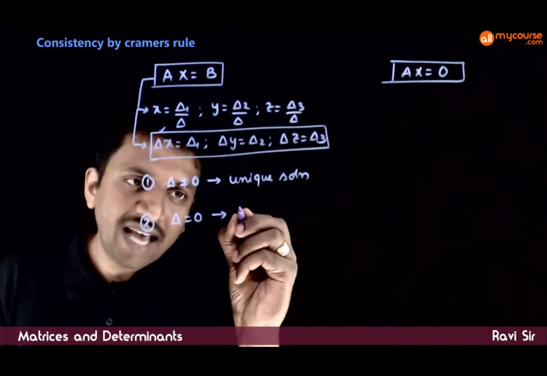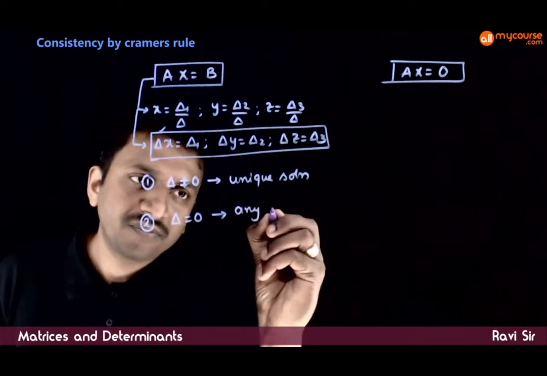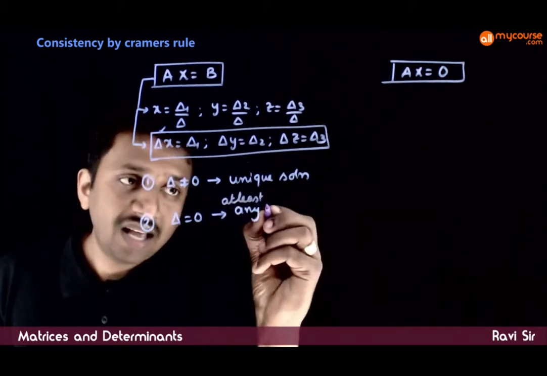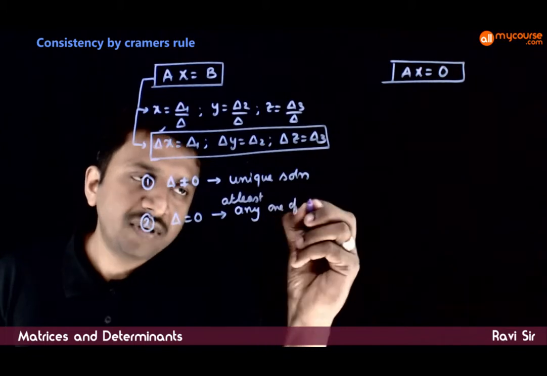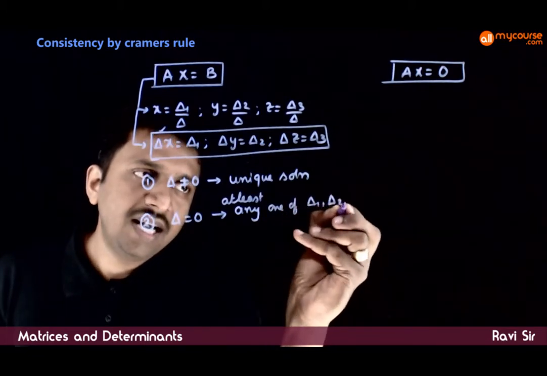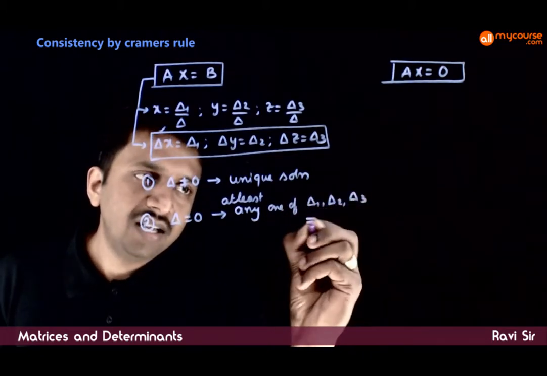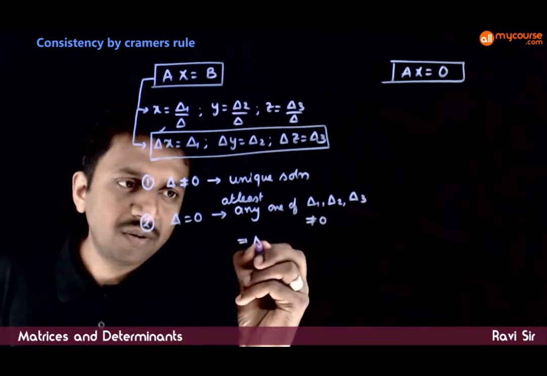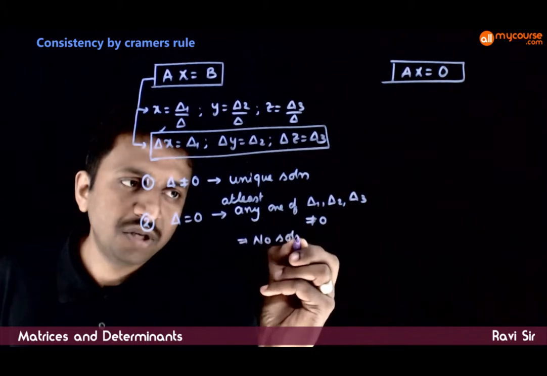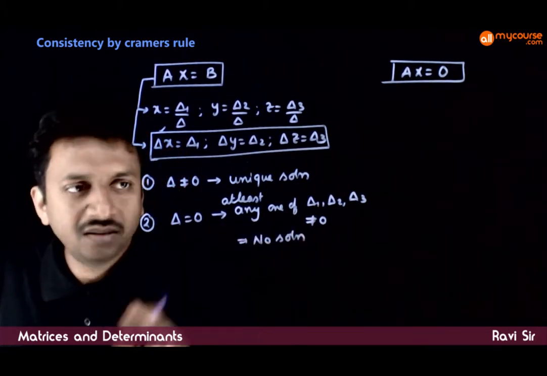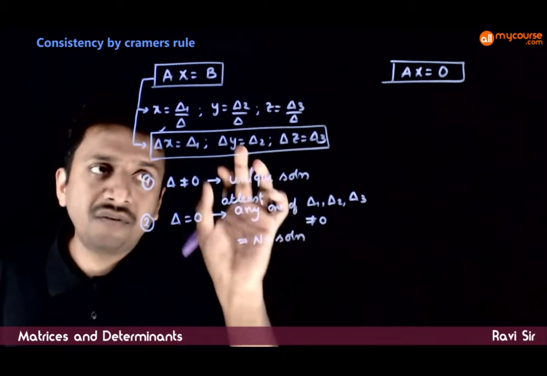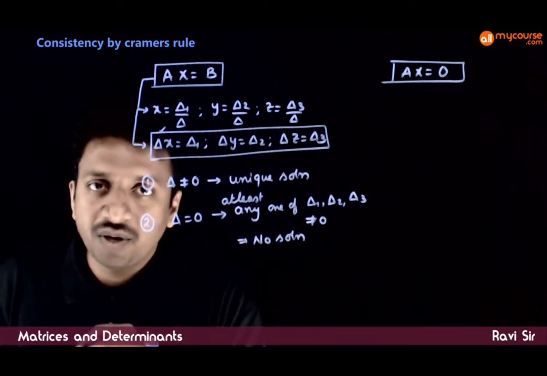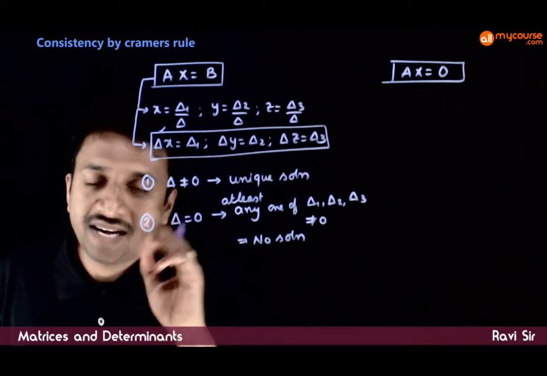Hence, if at least any one of delta 1, delta 2, delta 3 is not equal to 0, this implies no solution is possible. So if at least any one of delta 1, delta 2, delta 3 becomes non-zero, no solution will be possible when delta is equal to 0.